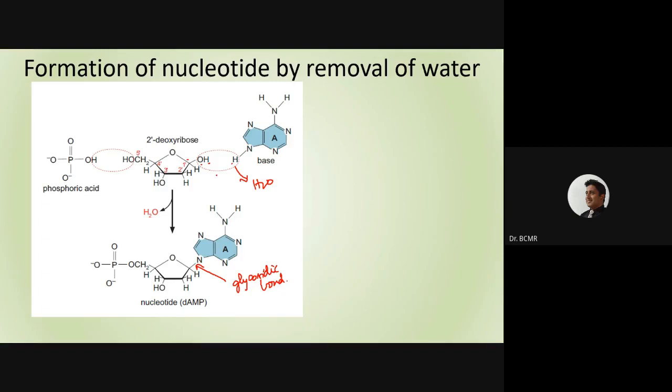Similarly, by doing so, you are forming a nucleoside. What is a nucleoside again? A nucleoside is base plus ribose or deoxyribose. I'll call it deoxyribose. Okay, and the next water molecule is removed from the 5th carbon, the hydroxyl group that is present on the 5' carbon of deoxyribose, and 1 H from the phosphate.